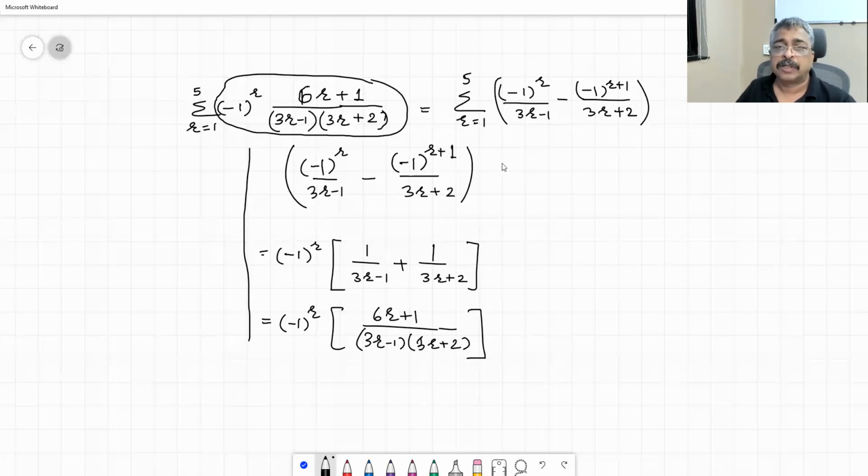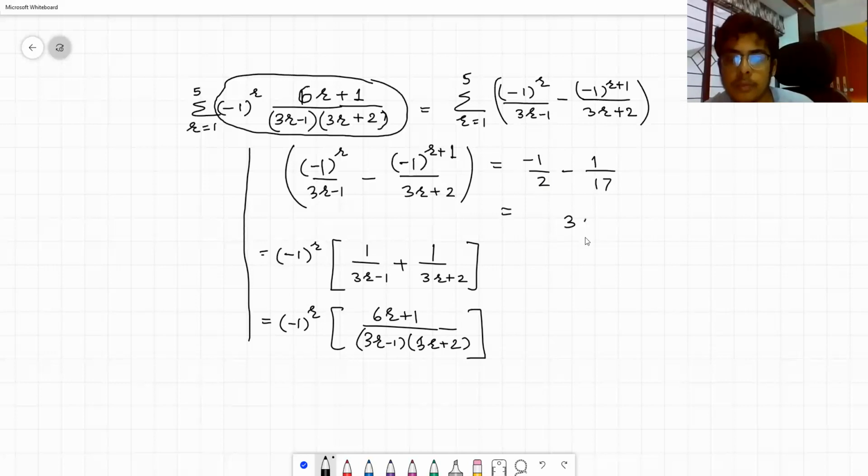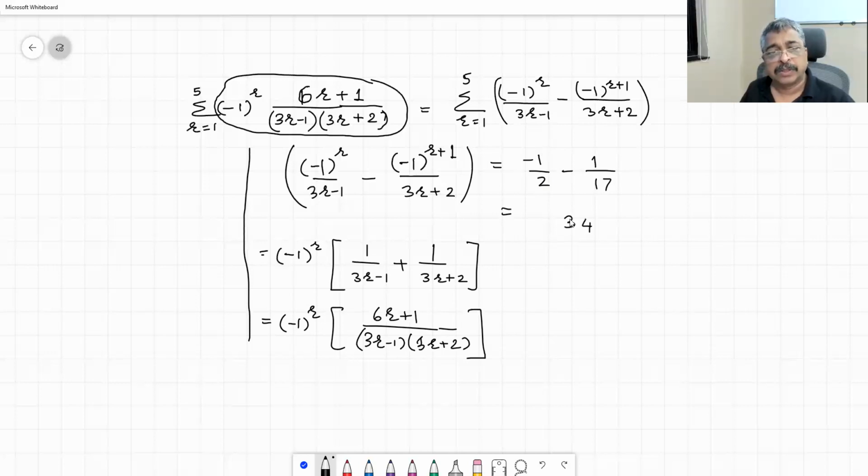And therefore the answer is: for the smaller term, put 1. So minus 1 raised to 1 is minus 1, and here it is 2. And then for the bigger term you put 5, so 6, that becomes positive 1, and therefore the minus sign survives. So minus 1 divided by 15, 16, 17. So this is the answer. 34, 17, 18, 19.